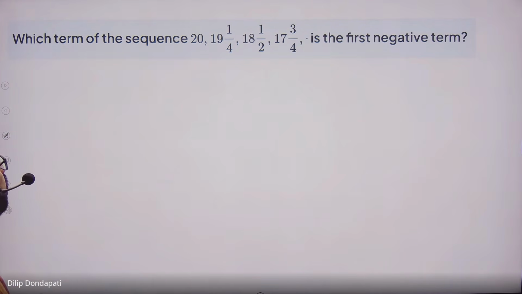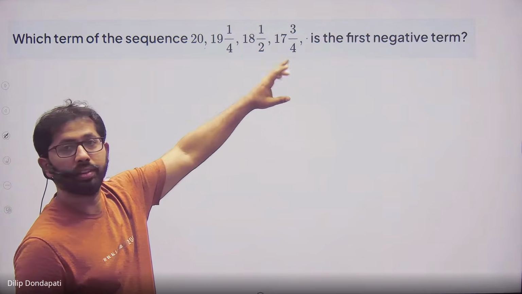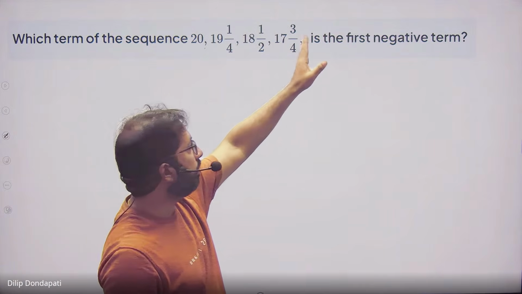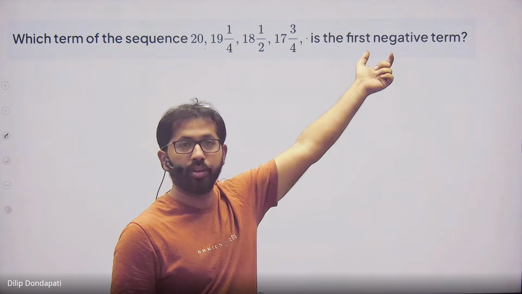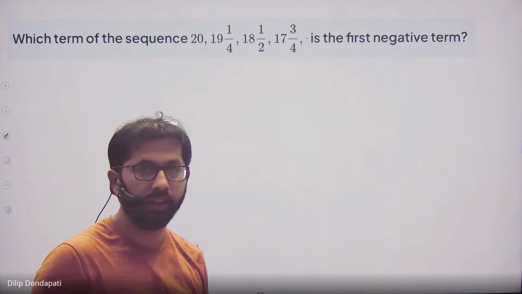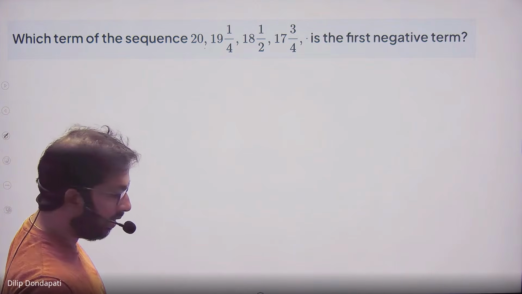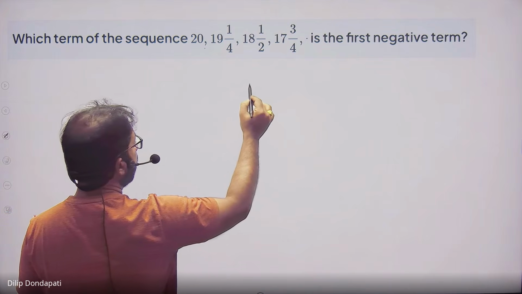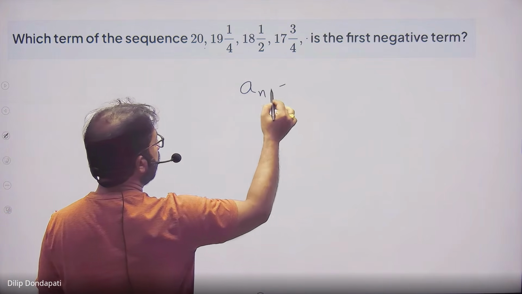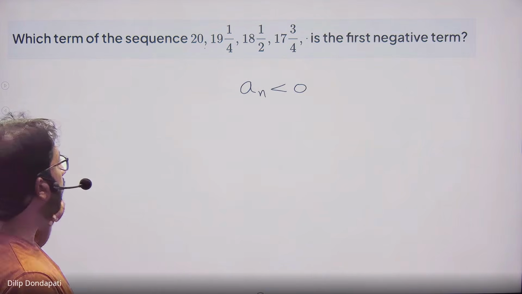Which term of the sequence is the first negative term? See, this sequence is decreasing or increasing? This sequence, tell me. Decreasing. Decreasing matlab definitely if we go on decreasing we'll get negative term, right? So he's telling, which term is the first negative term, n value, define. So आपको एक कंडीशन करने का, that first negative term find करने के लिए definitely nth term is less than 0, then only we can say it is negative term. Use this concept.